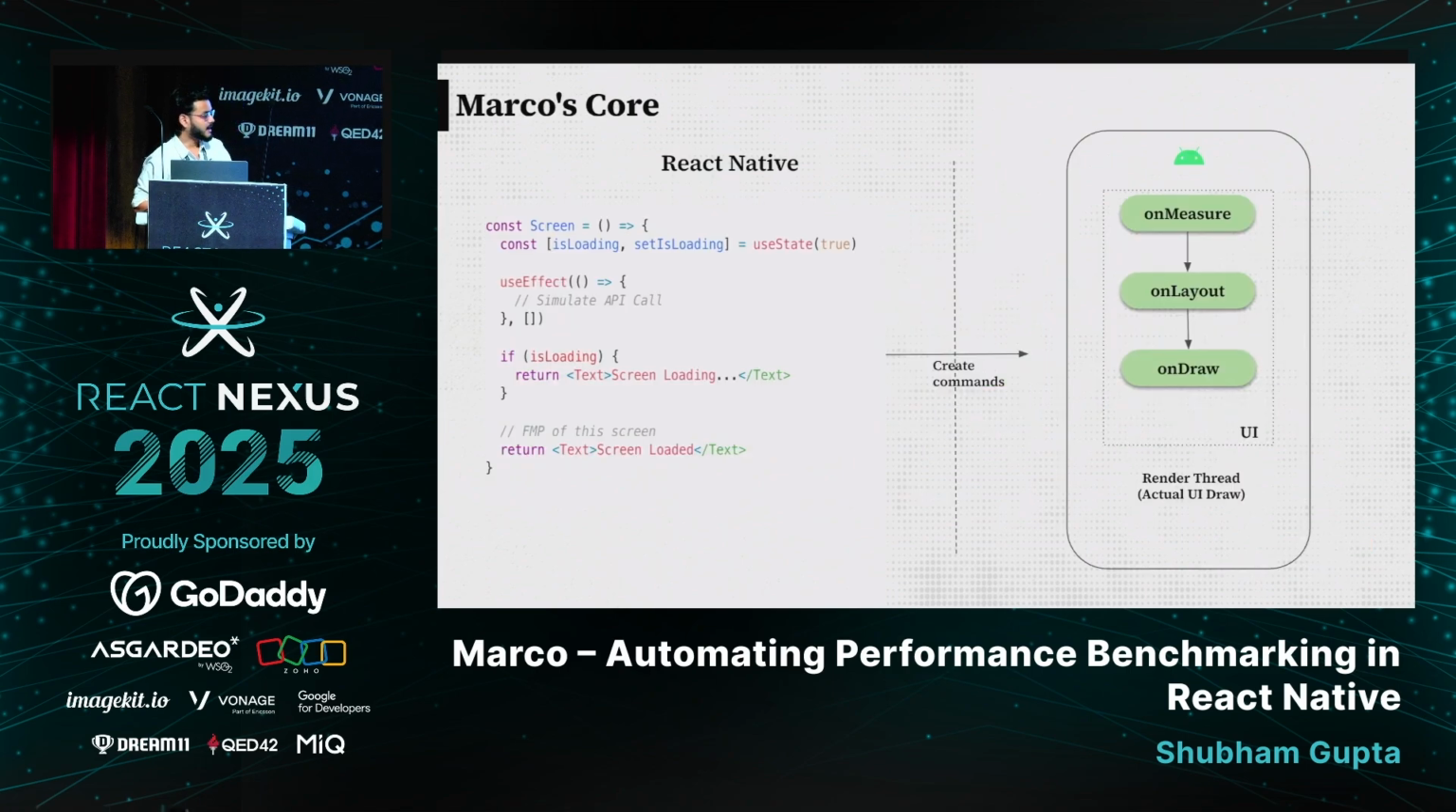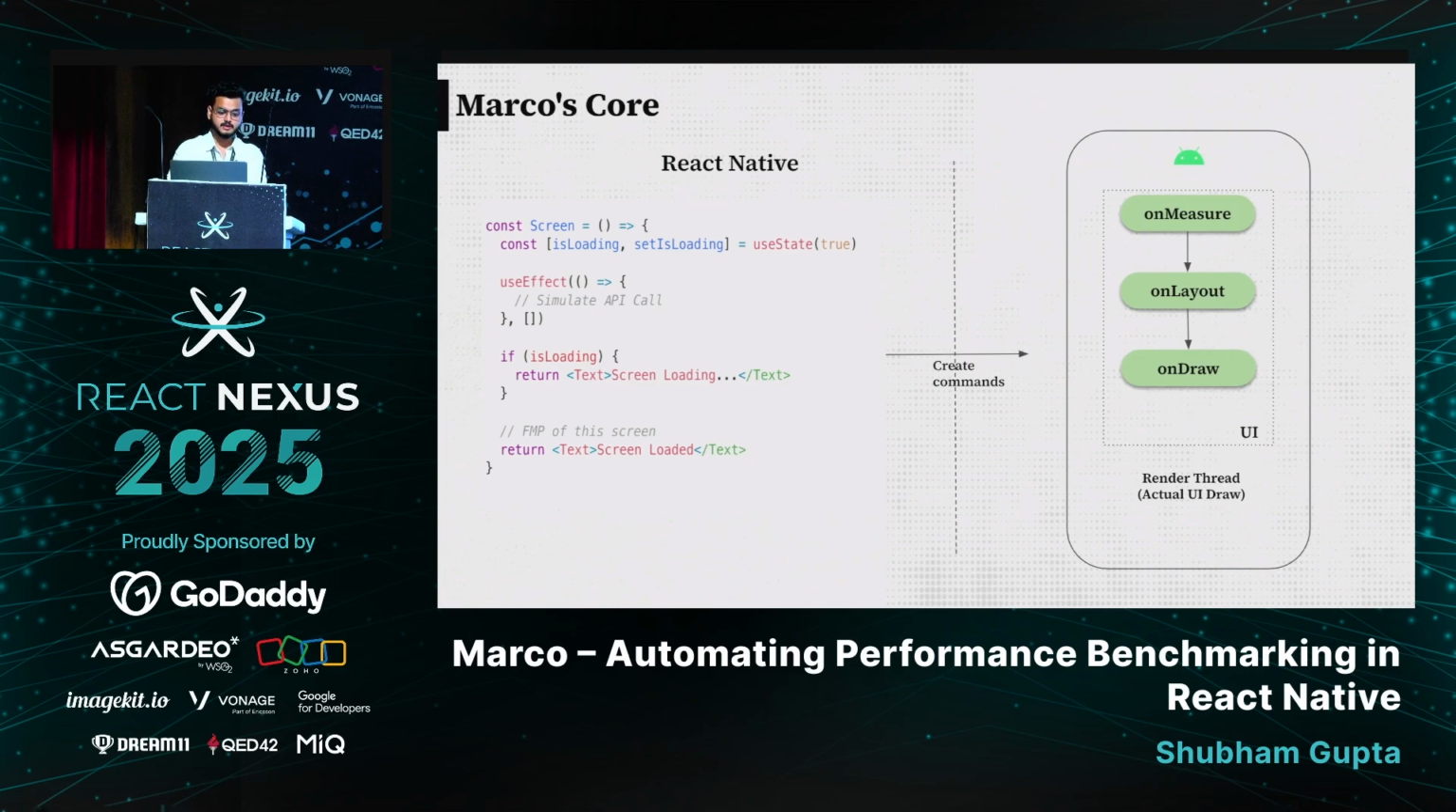Let's now see Marco's core, how Marco exactly tracks those LMP and FMP. For this, let's take a sample code. Let's take a sample screen which has a state loading variable called isLoading. On the basis of that, we are either showing a screen loading text or a screen loaded text. And let's say for now we want to track exactly when the screen loaded text is actually visible to the users, and let's call this the FMP of this screen.